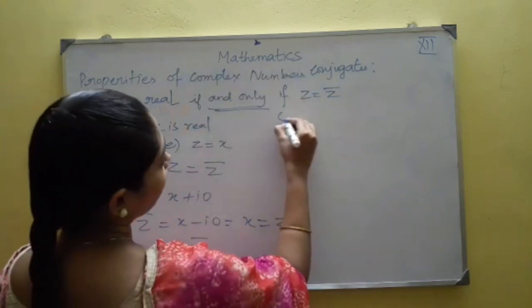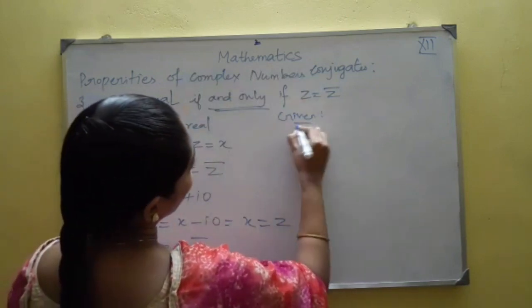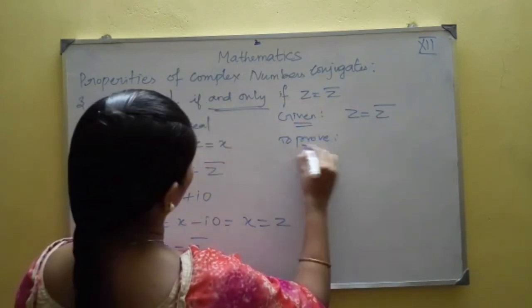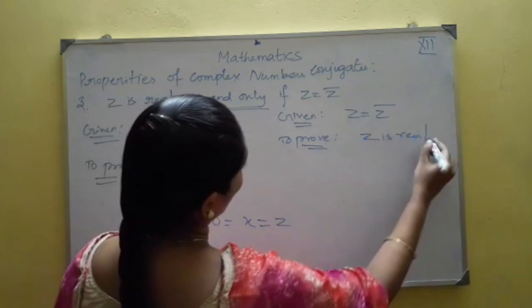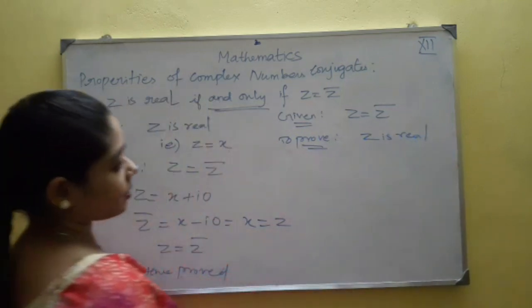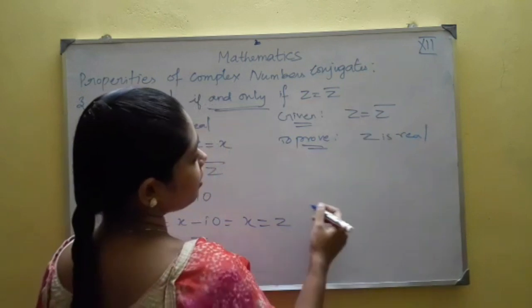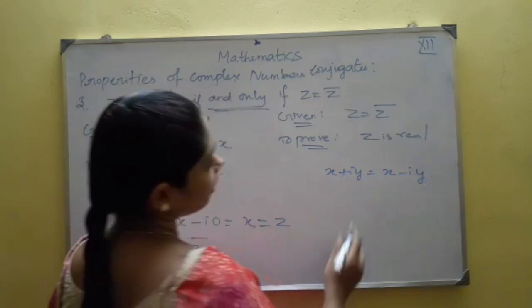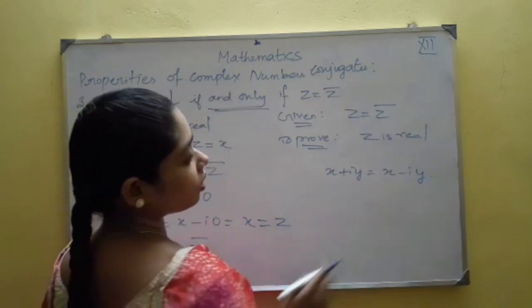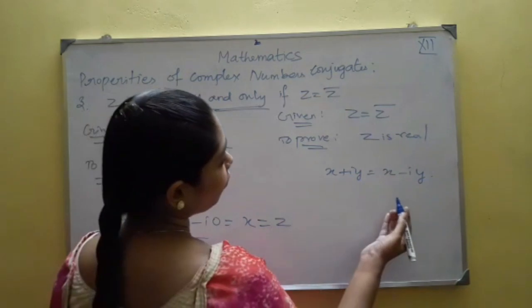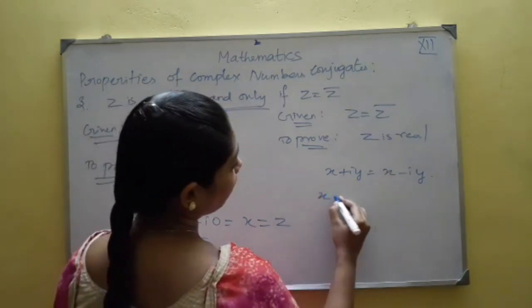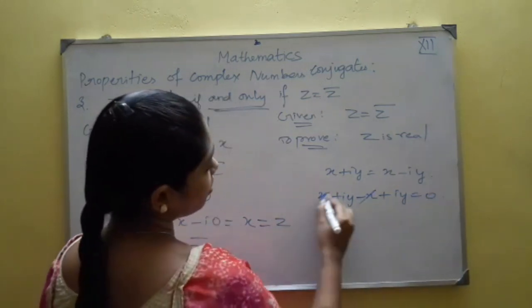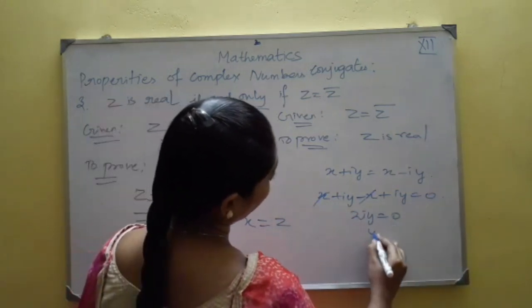So second part, your given is z is equal to z bar. To prove z is real. That means you want to prove that z value is x. Okay, z is equal to z bar means what? X plus iy equal to x minus iy, right? Z is equal to z bar means x plus iy is equal to x minus iy. So if you take everything to one side, what will you get? X plus iy minus x plus iy is equal to 0. So this gets cancelled. 2iy is equal to 0. Then y equal to 0.